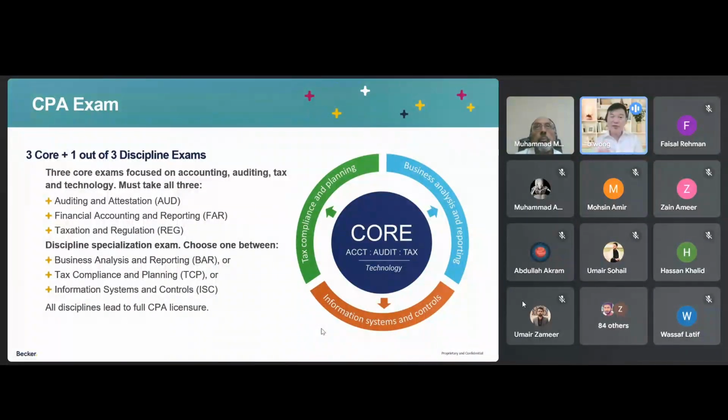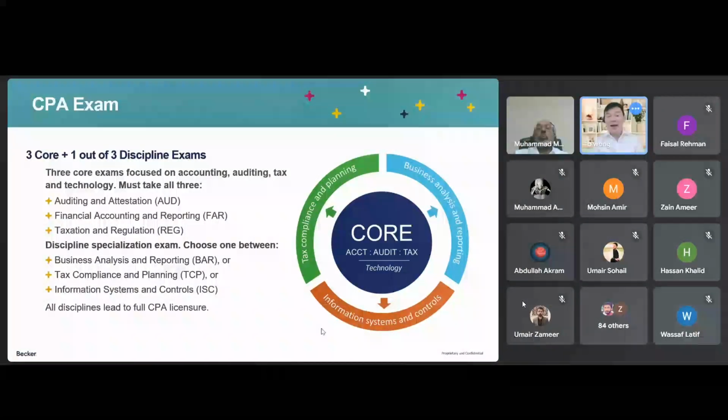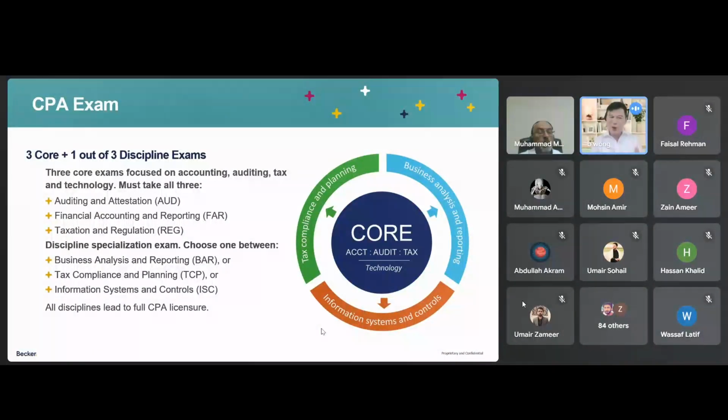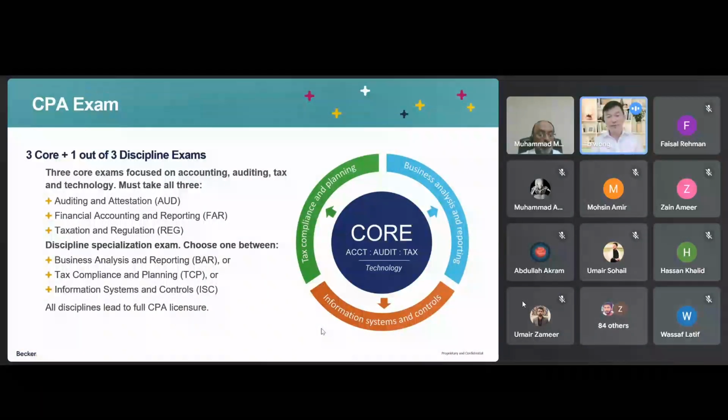And also in terms of the sequence, when you want to take the first exam, when you want to take the last exam, it doesn't really matter. You can even start with the discipline exams if you want to, although it's not really recommended. Or you can do AUD first or REG first. Basically, any sequence would do.